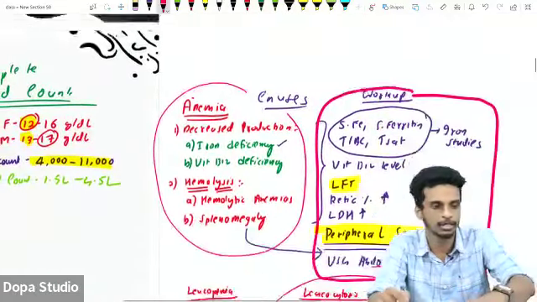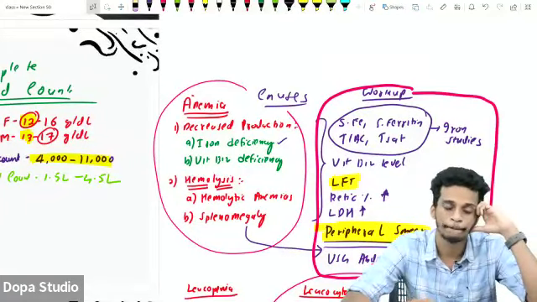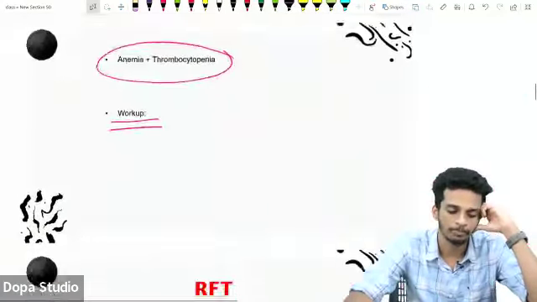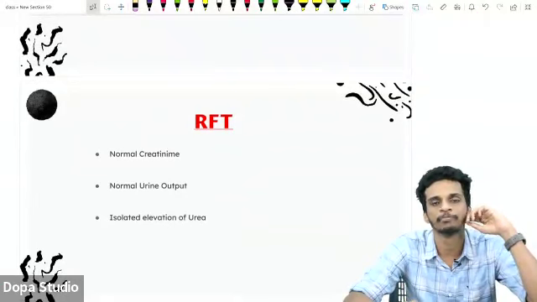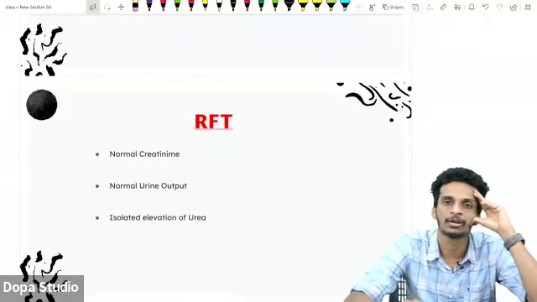So these are the investigations which we do for the workup of anemia. I hope it's clear. Now, let's move on to the next important one, that is called RFT, the renal function test.